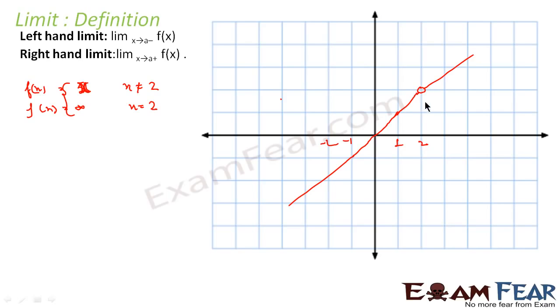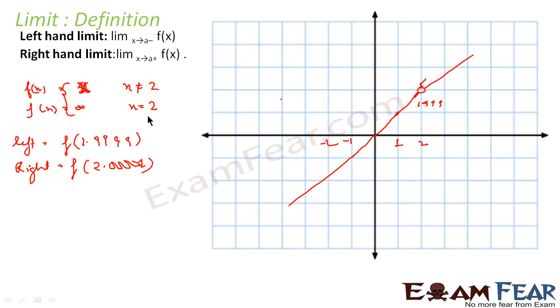Now, the left hand limit is the value of f at 2 minus. So I'm talking about 1.999. When I'm taking the left hand limit, I'm talking about something like f of 1.99999. That is, when I'm trying to approach this function from the left hand side, what is the value I get? Similarly, when I'm talking about the right hand limit, I'm talking about a value of the form 2.0001, because I'm trying to approach this function from the right hand side. So this is the typical example of left hand limit and right hand limit.